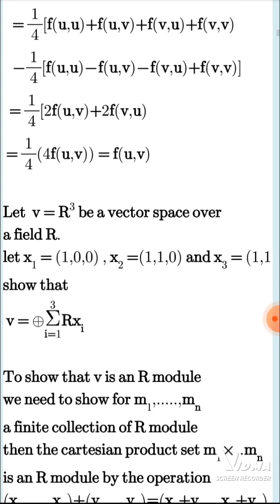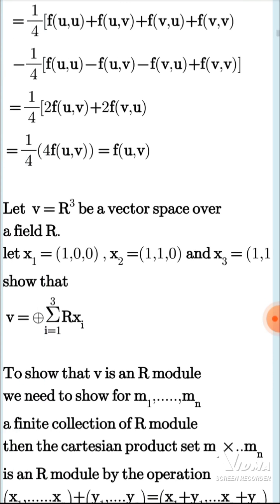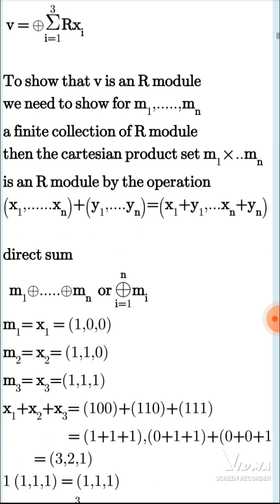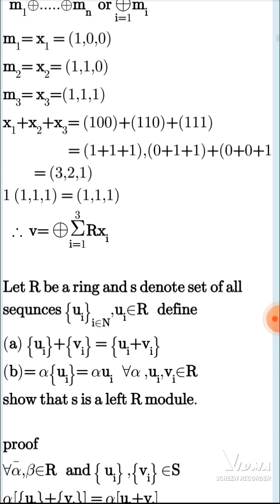So we have another example here. Let V equals R cube be a vector space over a ring R, and the bases are given respectively. We have to show that V equals the sum of R x_i, ranging from i equals 1 to 3. To show that V is an R module, we need to show, for M1 to Mn, a finite collection of R modules, that we set the Cartesian product M1 times up to Mn as the R module operation. So M1 representing 100, M2 110, M3 111. So adding the three together, we arrive at the sum of i from 1 to 3.